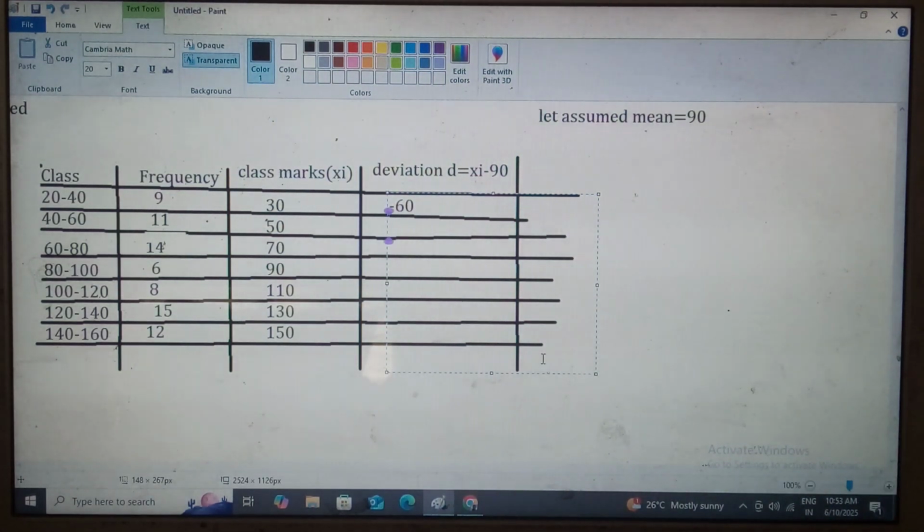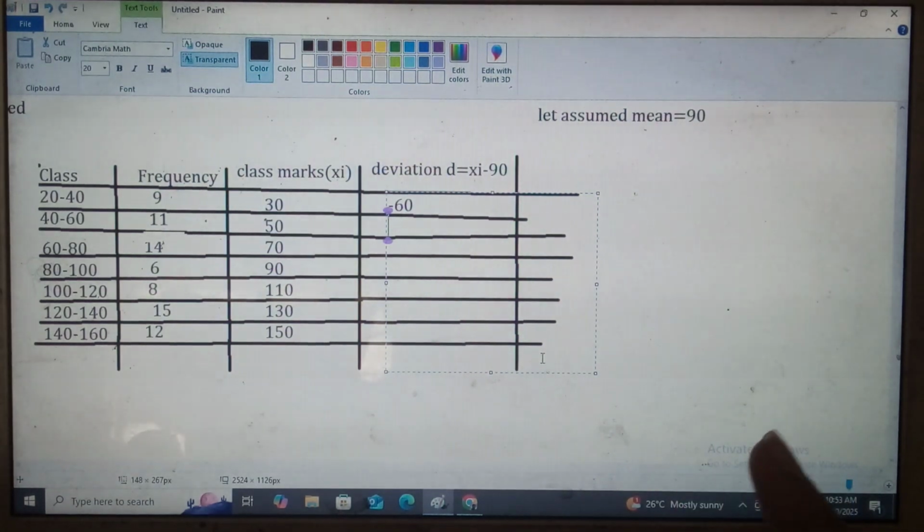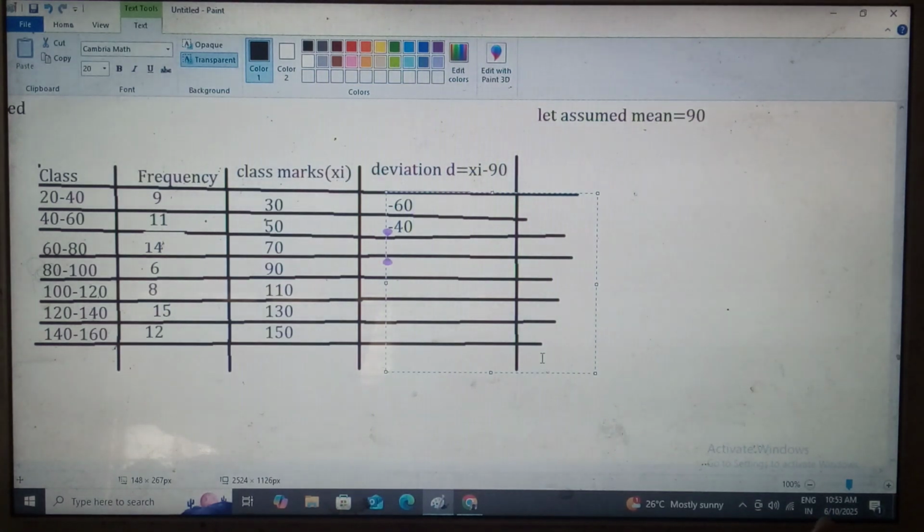Then the second deviation is going to be 50 minus 90, that's going to be minus 40. Then the next deviation will be 70 minus 90, it will be minus 20. And after that next we have 0. 90 minus 90 will be 0. Now 110 minus 90 will be 20. Now 130 minus 90 will be 40. Then after that 150 minus 90 will be positive 60.